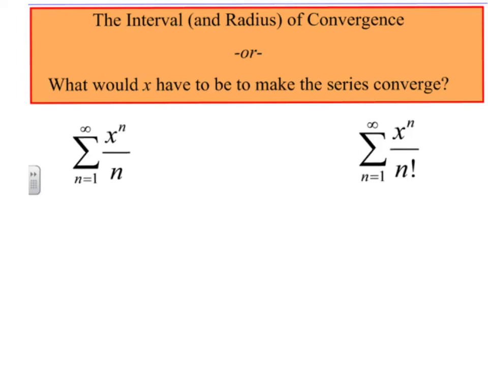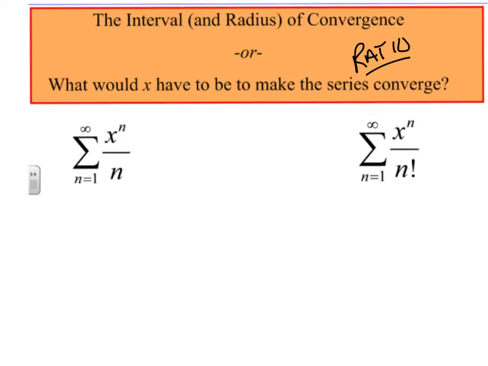Okay, in this video we're going to talk about setting up an interval or radius of convergence, basically figuring out what x would have to be to make the series converge. The main thing we're going to use here is the ratio test. There are other ways to look at this, but I think the ratio test works the best.